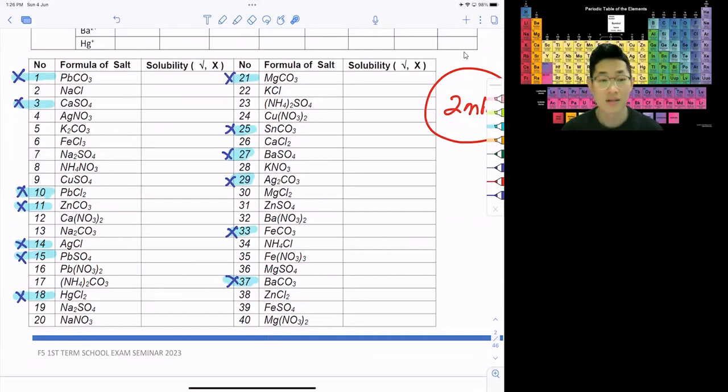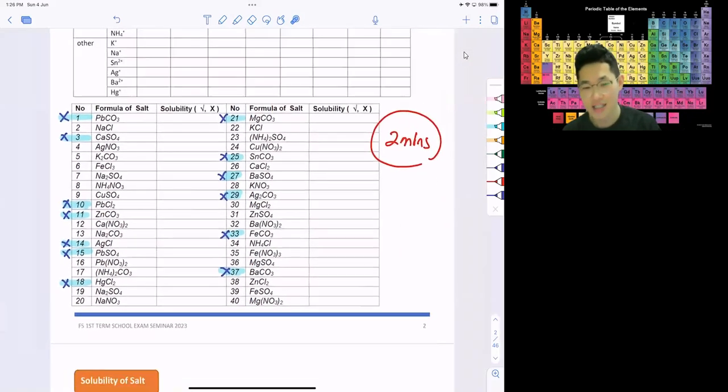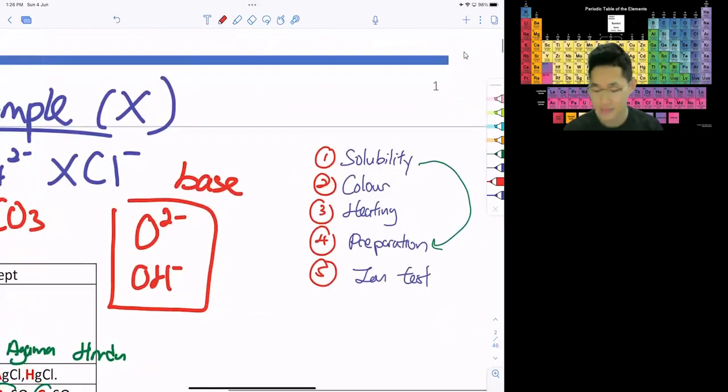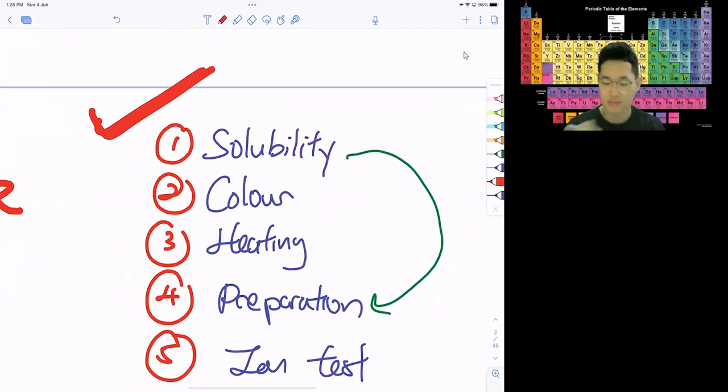Yeah. Okay. So the highlighted ones are the ones that are insoluble. The rest are all soluble. Any more questions? No? No. Okay. We are done with the first part. Okay, we are done with the first part.